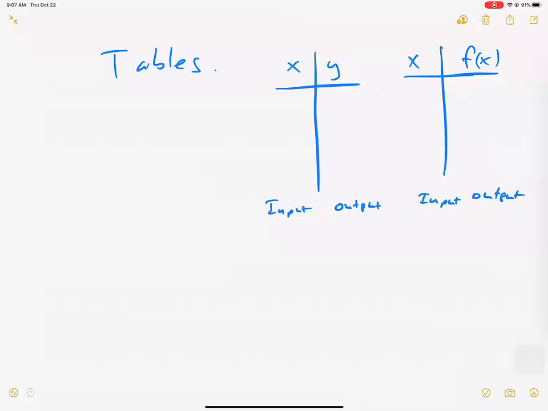Okay, so today we're mainly working again with tables, if you guys just came in. We have two versions here where we use a y or an f of x. The idea here is that it just helps us organize our input and our output. So if I said y is equal to 3x plus 2, this is the same thing as me writing f of x is equal to 3x plus 2.